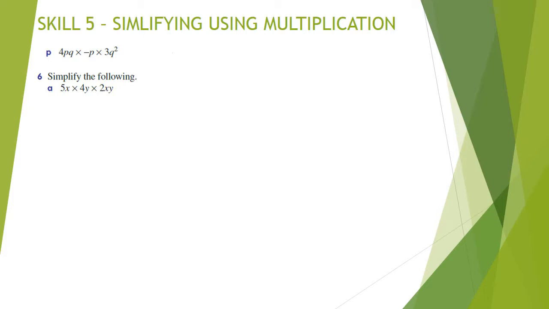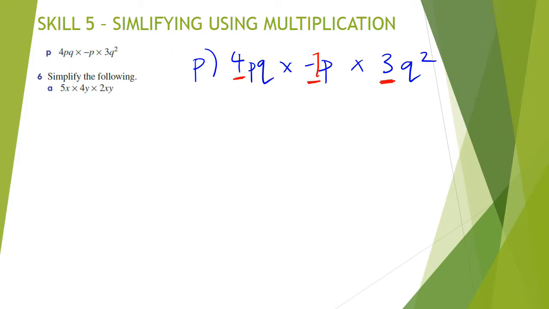Here are some multiplication examples where there are 3 terms to multiply together. If we look at P, there's 4pq times negative p times 3q squared. Let's look at the numbers of the coefficients first. There's 4. Here we've got negative p, so there would be a negative 1 there. So we've got negative 1, and we've got positive 3.